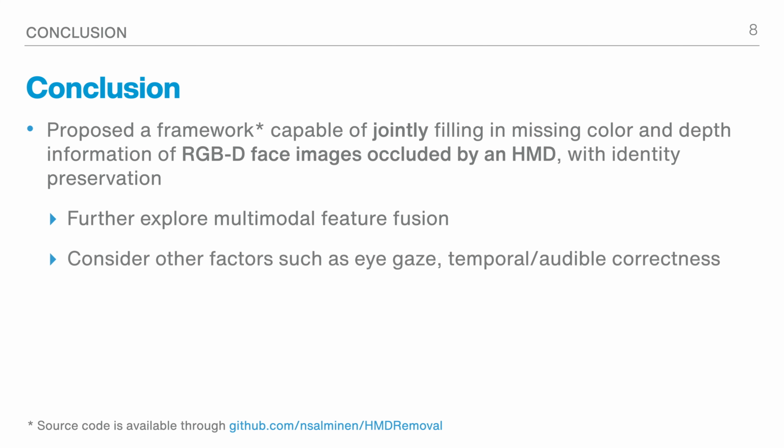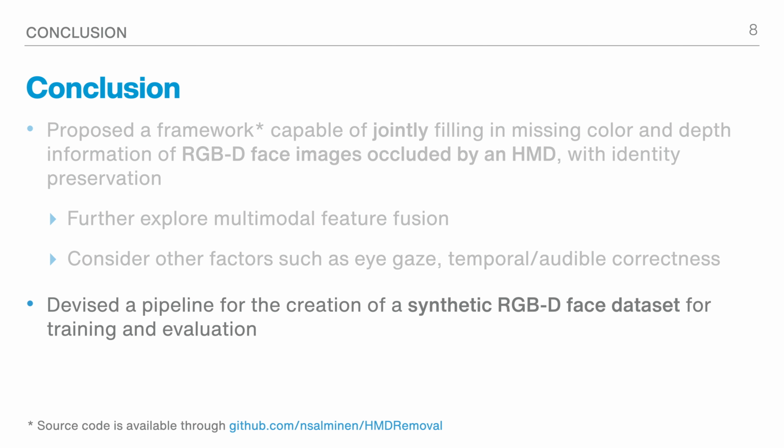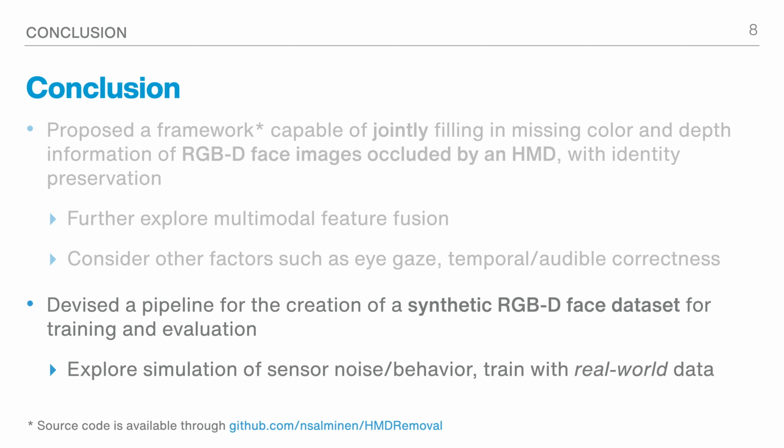Also, more research is needed to explore the other subtasks that image-based HMD removal comprises, such as eye gaze reproduction, temporal correctness, and audible correctness. To evaluate the framework, we devised a pipeline for the creation of a synthetic dataset. And while this allowed us to accurately control the recording conditions, our pipeline creates pixel-perfect images. RGB-D sensors often produce images with noise and misalignments, of which a simulation could be further explored. Alternatively, the model could be fine-tuned with real-world data.